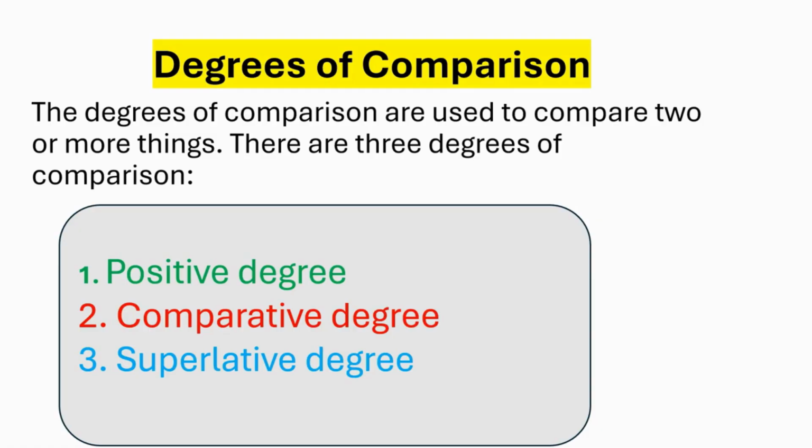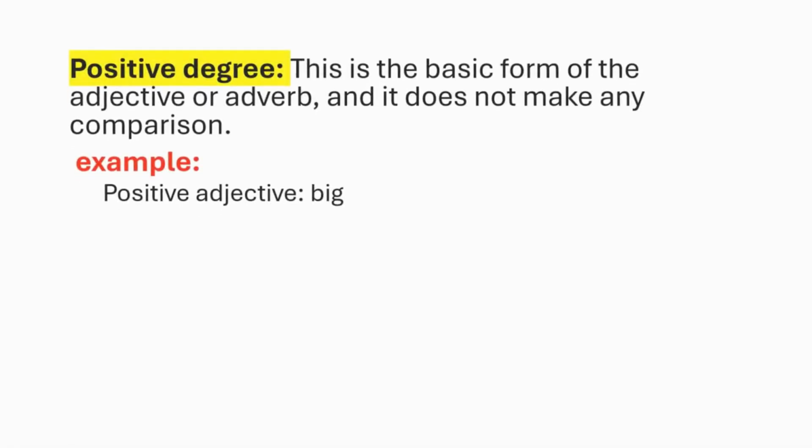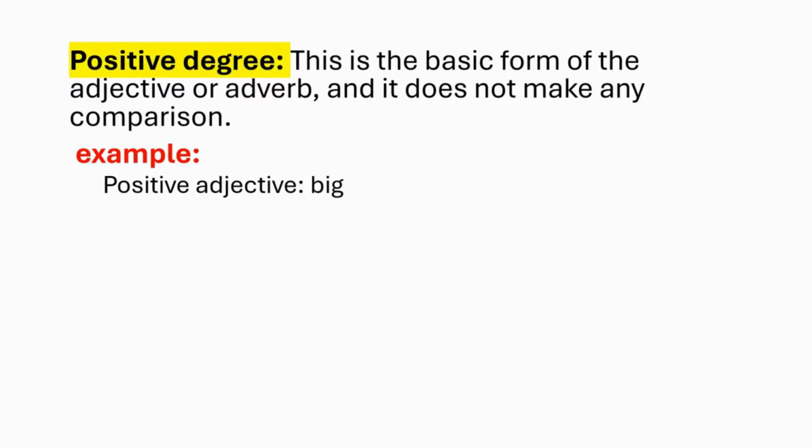So let's discuss now what is the positive degree. The positive degree is the basic form of the adjective. Basically, we use adjectives here to compare things. Adjective means describing a noun or pronoun. Adjectives or adverbs, and it does not make any comparison. In the positive degree there is no comparison. It is the base form of the adjective. For example, big. Big is the positive degree adjective.